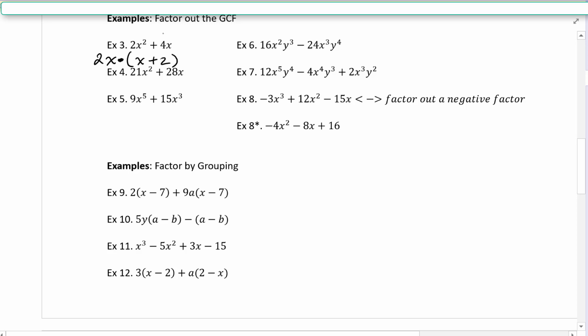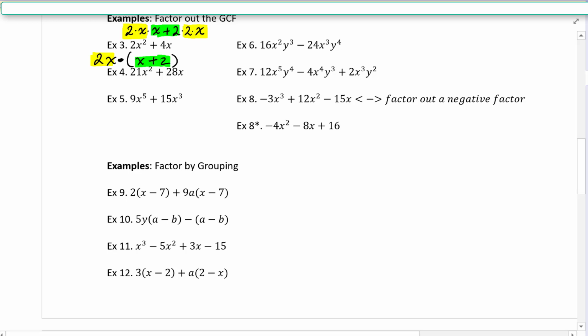Or if you want, we can say 2x squared can be written 2 times x, and 4x can be written 2 times 2 times x. So if you notice, 2x, it's common here and it's common here. So if I factor it out, what is left, it's an x plus 2, so that's what remains inside the parentheses. Let's take a look at example 4.